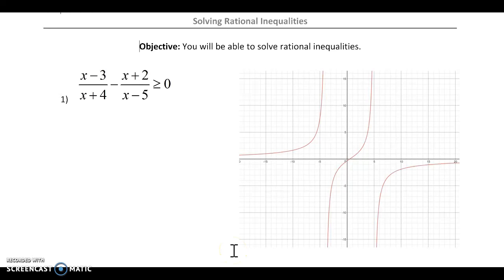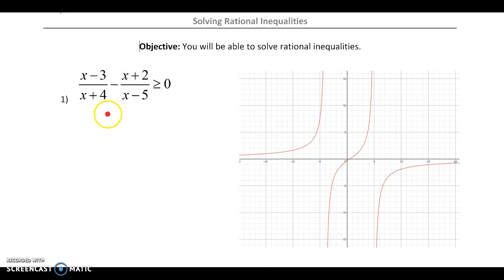Hi everyone. In this video we're going to solve rational inequalities. Starting with our first one, we have (x minus 3) over (x plus 4) minus (x plus 2) over (x minus 5) is greater than or equal to 0. And I'm giving you the graph on the right here so you can think about what's going on before you actually do the algebra.